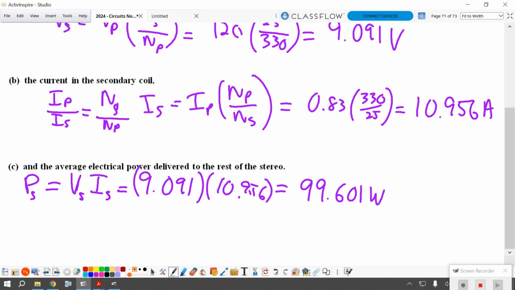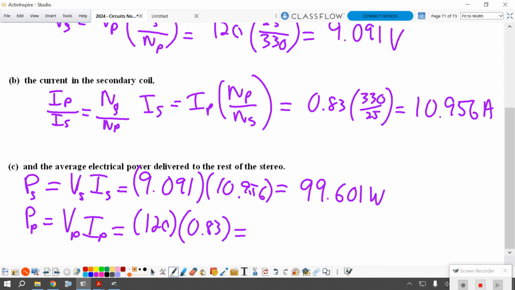But I'm just curious. Again, humor me here. What if we were to do this based off our primary values? So VP times IP. Our primary voltage was 120 volts, and our primary current was given to us as 0.83. What do we get when we multiply them together? 99.6 watts. Now again, I would attribute this to the fact that we truncated or rounded to the thousandths place with our values in the secondary coil.